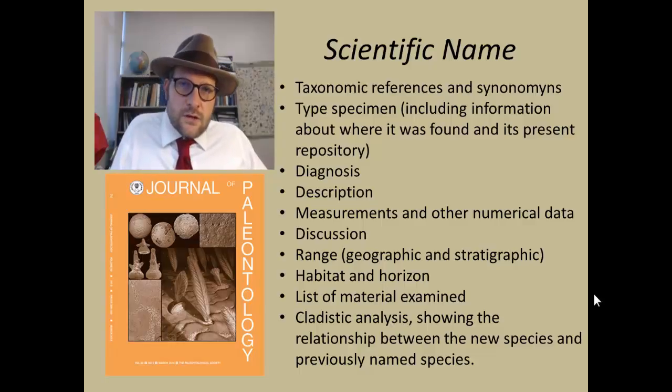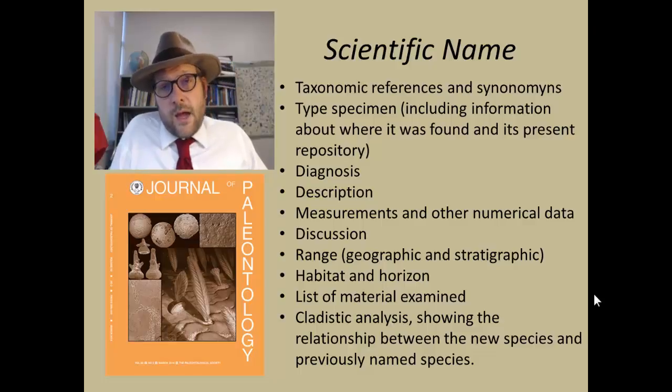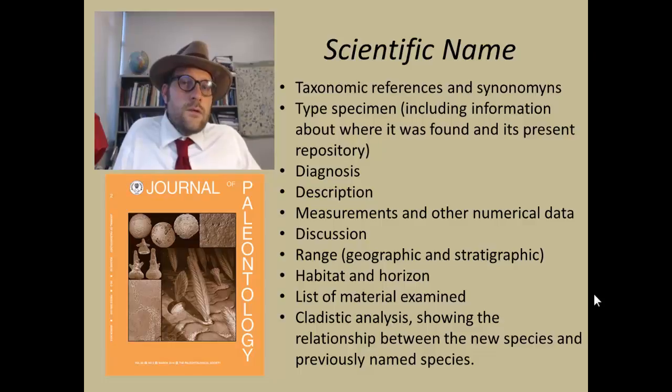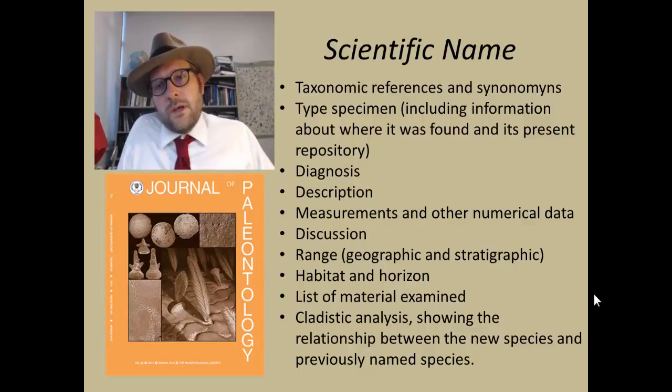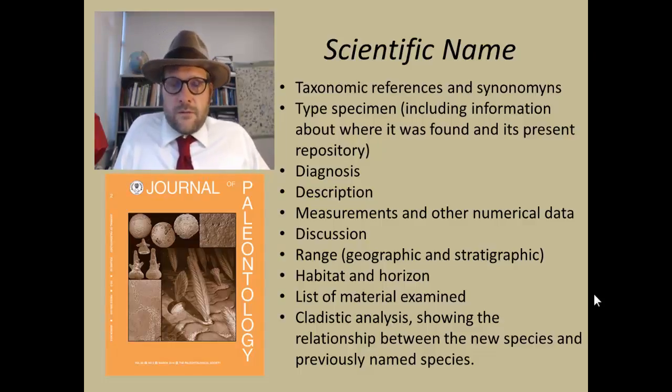You're going to have a discussion: what's the importance of this new species, how does it relate to other species. You're going to include the range, the geographic and stratigraphic information about the species. You're going to talk about the habitat and the horizon that the species is found in. And then you're going to list the material examined. This material could be other specimens of different species that you examined and looked at. So you can have a long list of all those specimens that you looked at and compared it with.